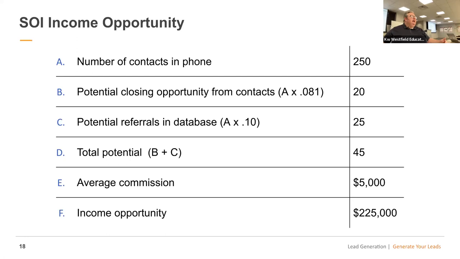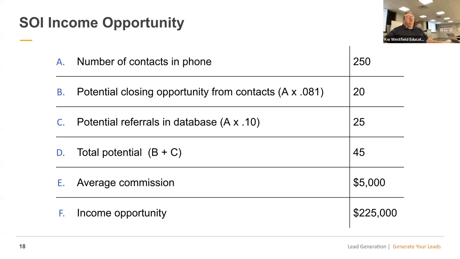And this is the hard part. This is the dialogue, that kind of thing. Before we talk about qualifying it, though, I want you to look at the potential income opportunity. If you have 250 potential contacts in your phone, let's say they're A's and B's, okay? A's and B's. I'm not talking about the C's. Maybe they're half A's, half B's.